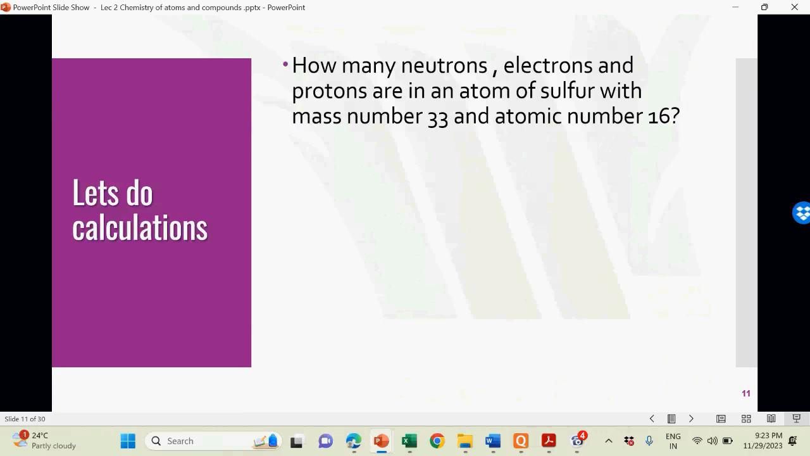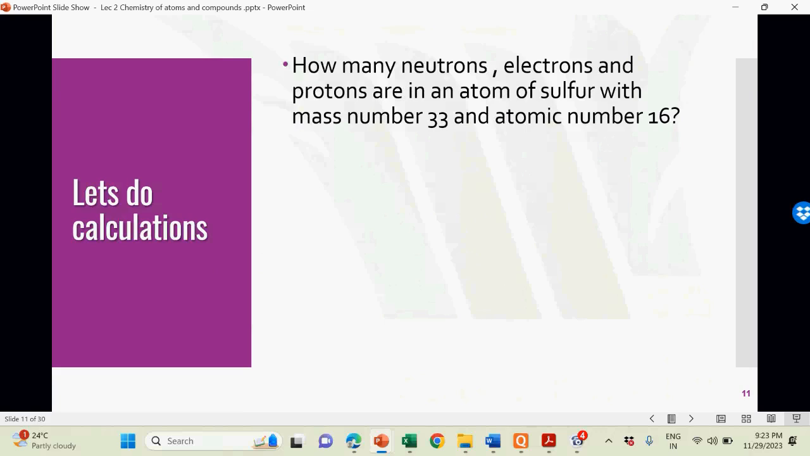So we know that the mass number equals the number of protons plus the number of neutrons. Okay? We have it as a given, and we have the atomic number is given. So neutrons equal the mass number minus the atomic number. 33 minus 16. So why did you say minus atomic number?